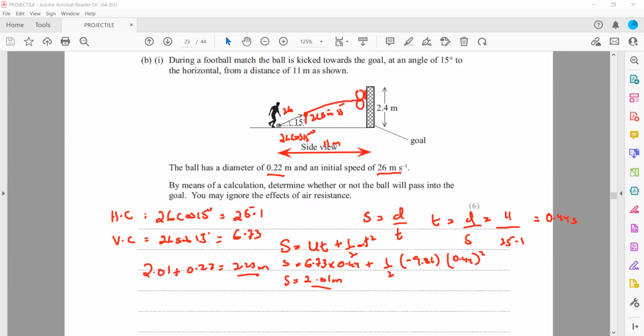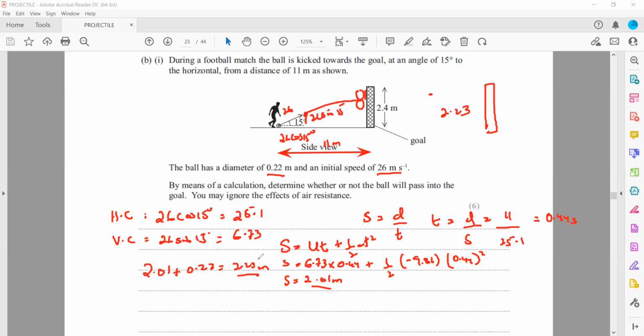So the ball is at 2.23 meters, but the goal is 2.4 meters. So by means of calculation, we determine whether or not the ball will pass into the goal. What will happen? This ball will pass into the goal.